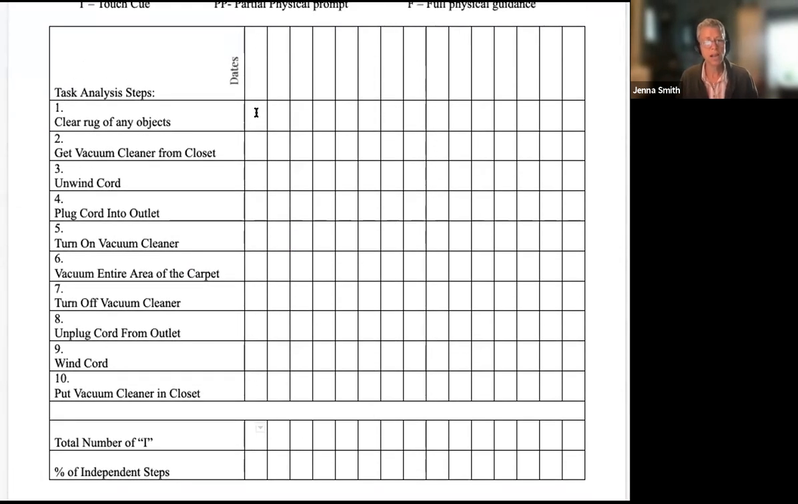So you can start to track that, maybe in the beginning, they could only do 30% of these steps independently. And then over time, as they practice, you'll see that they're getting to 40%, 50%, 60%.